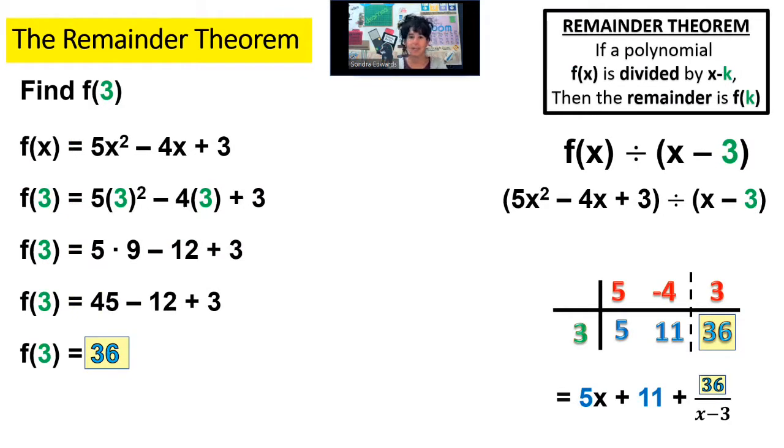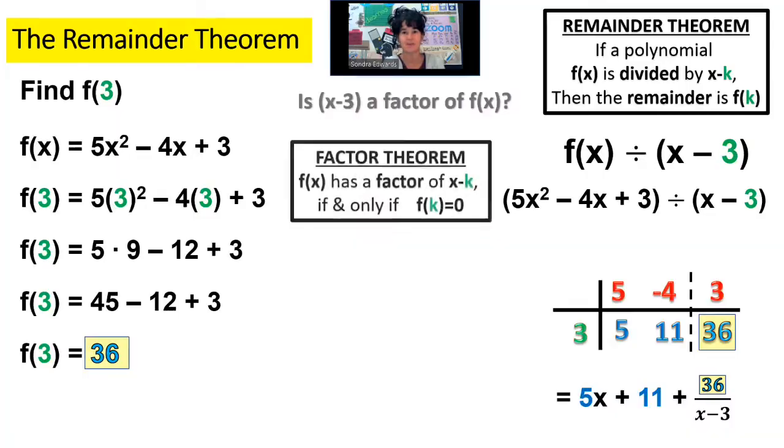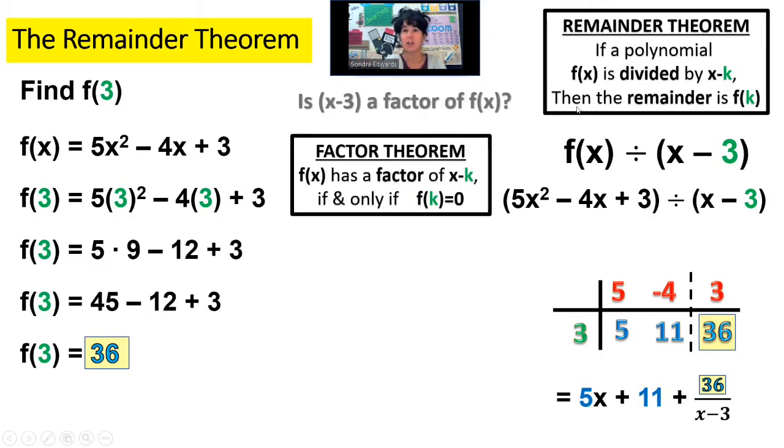Coming back to this problem here, is x minus 3 a factor of f of x? Well, you don't have to do the entire division problem to decide if x minus 3 is a factor. You would simply replace x with 3 in the original function, because that's the k value, and if it ends up equaling 0, well, then it is a factor. And after it's a factor, then you might decide to actually do the division. So the remainder theorem and the factor theorem are really closely related.